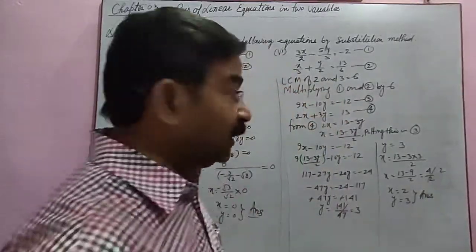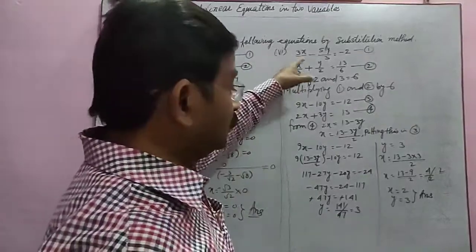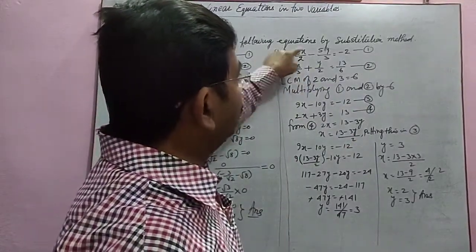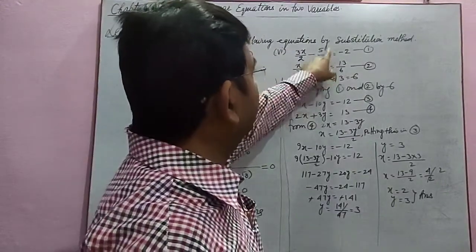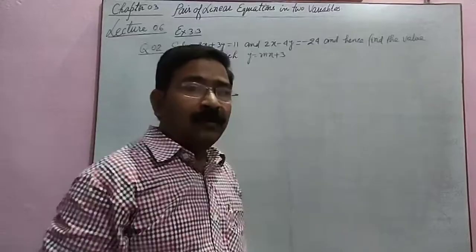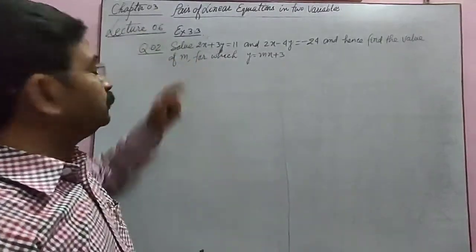If you want to check it, you can put the answer solution here. x is equal to 2, then it becomes 3. y is equal to 3, then it becomes 5. 5 minus 5 plus 3 is minus 2. Means answer is correct. Now we are coming to question number 2.